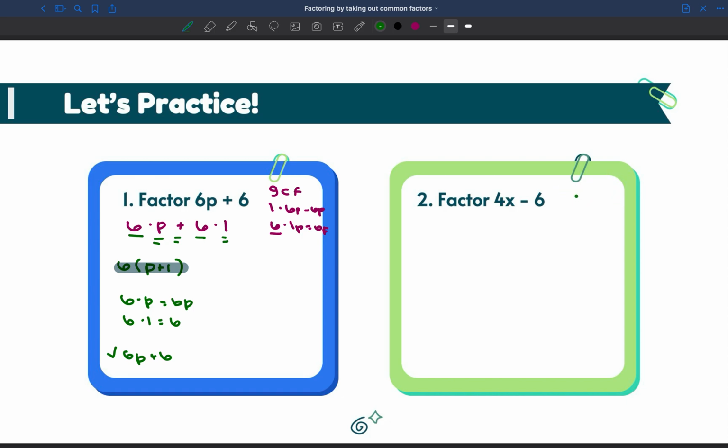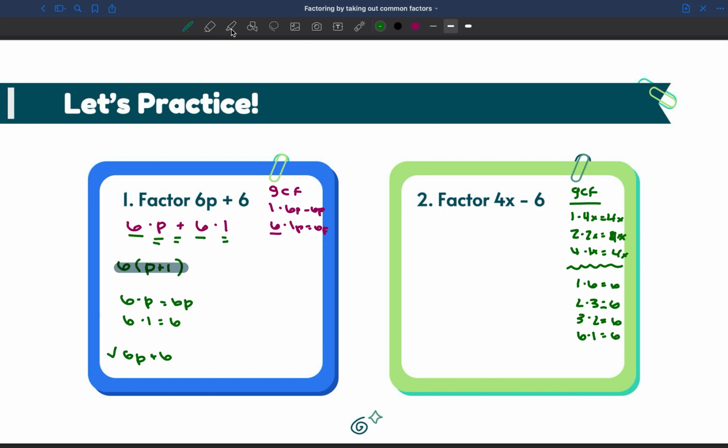So we can find our GCF first, which for 4x, we have 1 times 4x gives us 4x. We have 2 times 2x equals, I mean 4x. And then we have 4 times 1x equals 4x. And then for 6, we have 1 times 6 equals 6, 2 times 3 equals 6, 3 times 2 equals 6, and 6 times 1 equals 6.